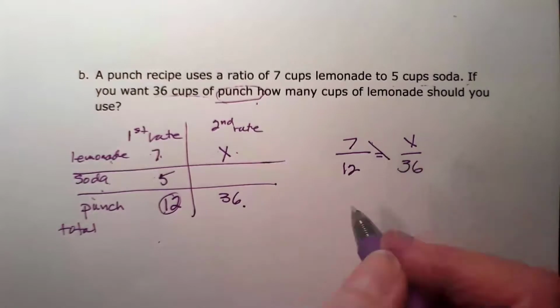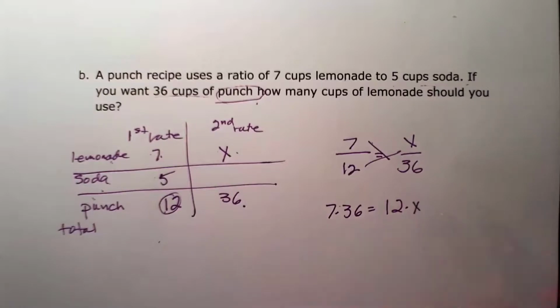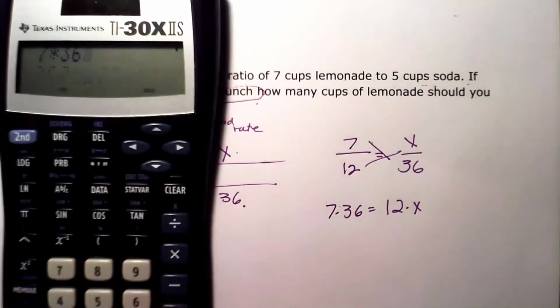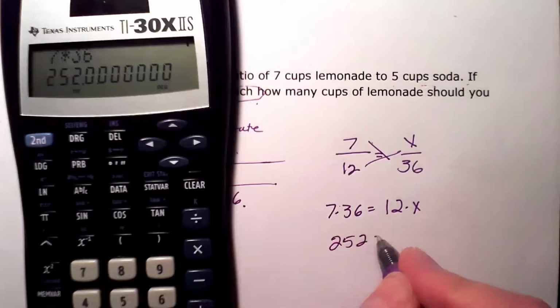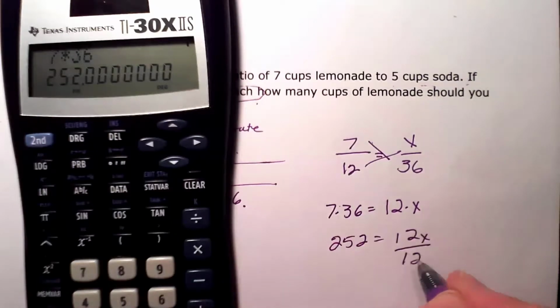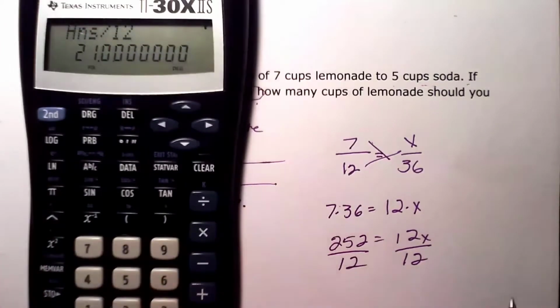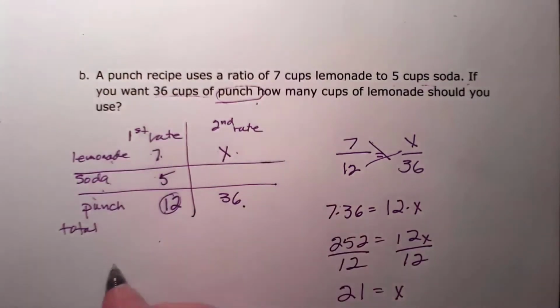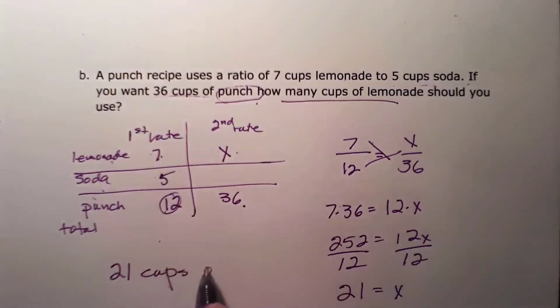To solve it, I'm going to do 7 times 36 equals 12 times X. And if I do 7 times 36, I get 252. And then I can divide both sides by 12. And I get 21. That's not my answer. I need to put some words on it. When there's words in a problem, you want words on your answers. So I have 21. It's asking for how many cups of lemonade. So 21 cups of lemonade.